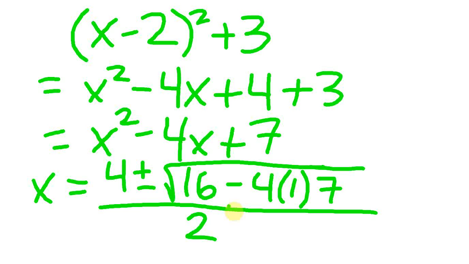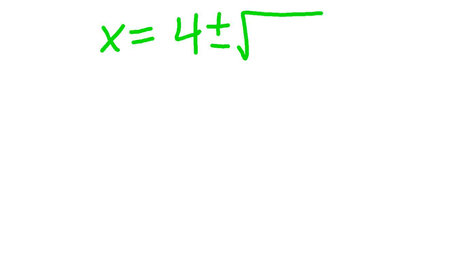Okay, so you can actually see that in the discriminant, which is b² - 4ac, we're going to get a negative number, because this negative 4 times 7 will be negative 28, and negative 28 is greater in magnitude than 16, so we'll end up with a negative number, a negative 12. So let's rewrite this. x equals 4 plus or minus the square root of negative 12, over 2.